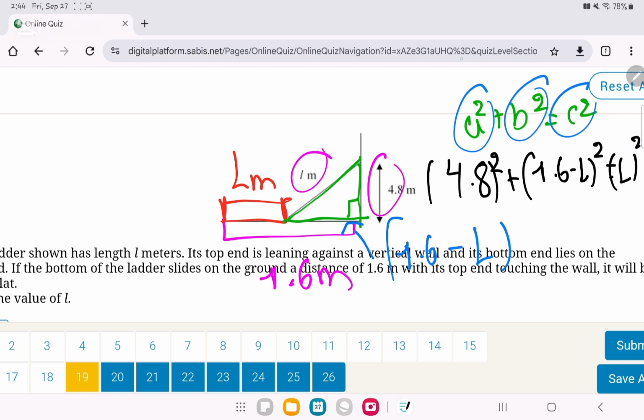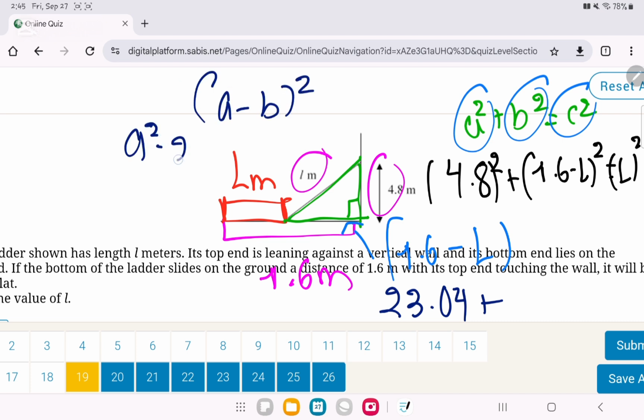Now what do we do? We're going to take our calculators. 4.8 to the power of 2 is 23.04, plus (1.6 minus L) squared. You're going to follow the rule of (A minus B) squared, so it's going to be A squared minus 2AB plus B squared. So first you do 1.6 squared, which is 2.56.